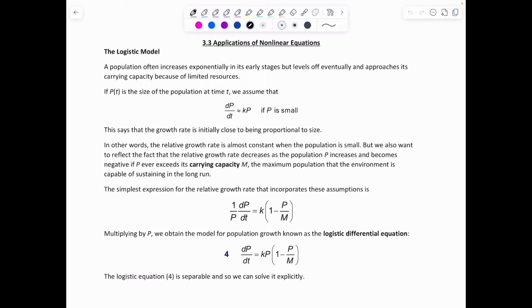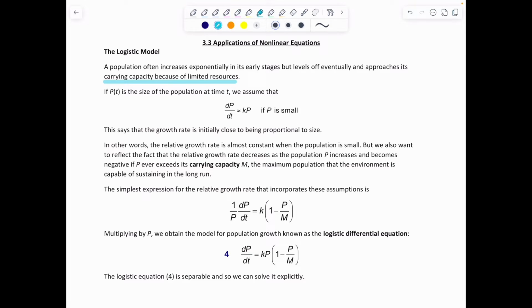If we think about it, a population will often increase exponentially in the early stages, and then it levels off and approaches what we call the carrying capacity. And this is because of limited resources, right? You have constraints due to size, geographic constraints, you have limitations on resources such as food, water, etc.